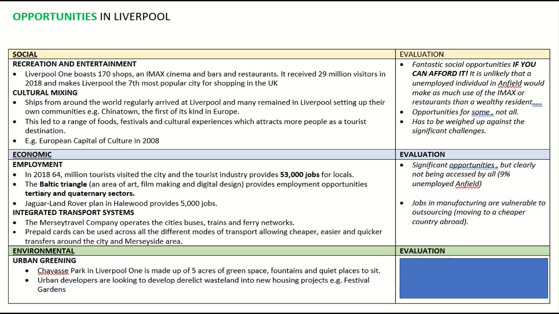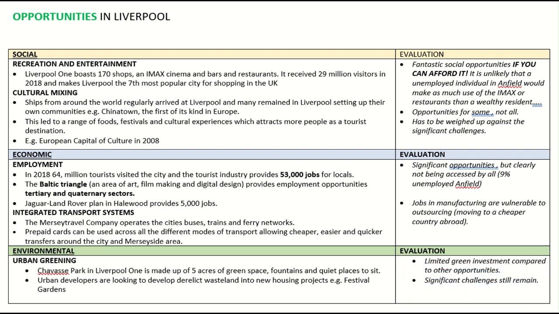And finally, we do have some environmental opportunities. We've had a lot of urban greening. So Chavasse Park in Liverpool One is made up of 5 acres of green space. Urban developers are looking to develop derelict wasteland into new housing projects. That's like Festival Gardens. And I'd add in the regeneration there of Everton's new stadium as well. The Bramley Moor dock was derelict. Dereliction is a huge environmental problem, but this regeneration is going to remove that dereliction and help out the area in the long term.